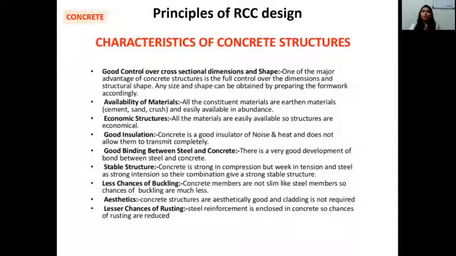Okay, let us go through some principles of RCC design, some characteristics that I have added for you to understand why we use RCC construction, and why it is so popular. Okay. So first advantage or characteristic of RCC is it has very good control over the cross-sectional dimension and shape. One of the major advantages of concrete is the full control over the dimension and structural shape.